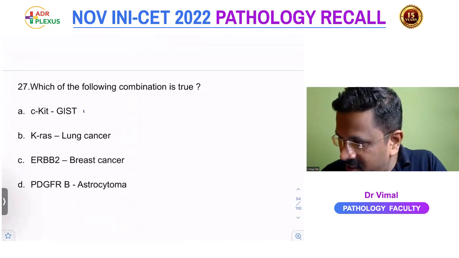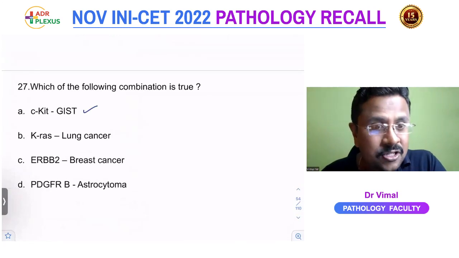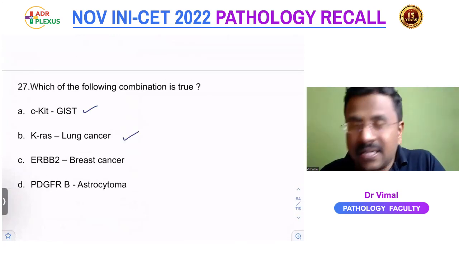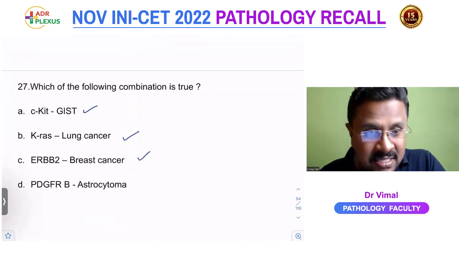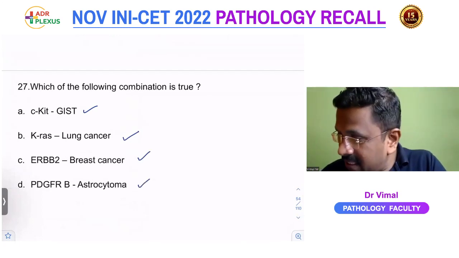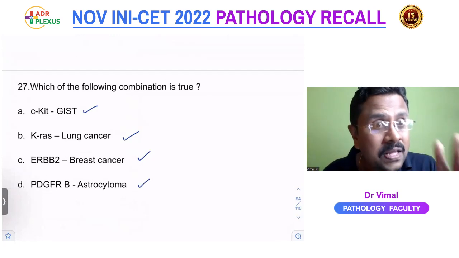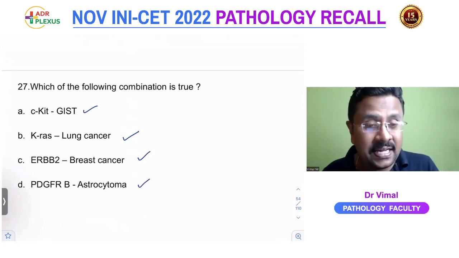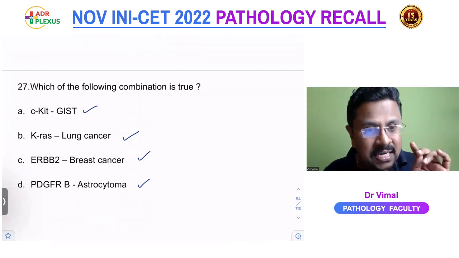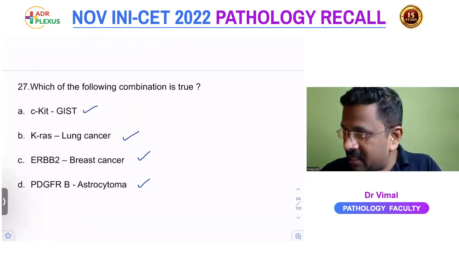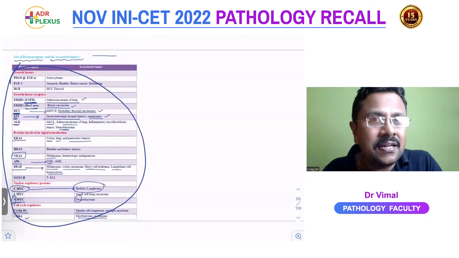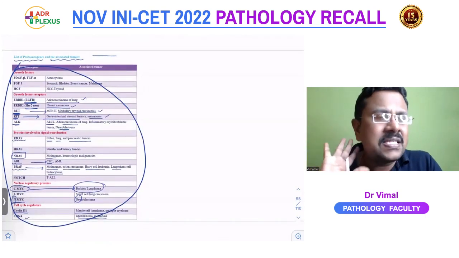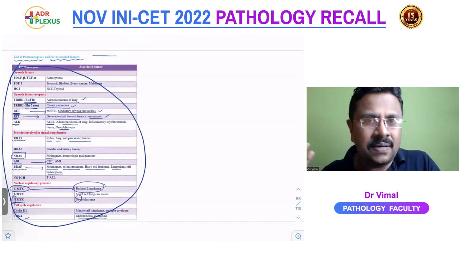C-KIT is for GIST, a gastrointestinal stromal tumor. KRAS mutation is seen in lung cancer. ERBB2 is breast cancer. And PDGFRB is the astrocytoma. So all 4 options are right here. Yes, C-KIT, GIST; KRAS, lung; ERBB2, breast cancer; PDGFRB, astrocytoma. This is a very high yield tabular column, and in every exam they ask a question from it.